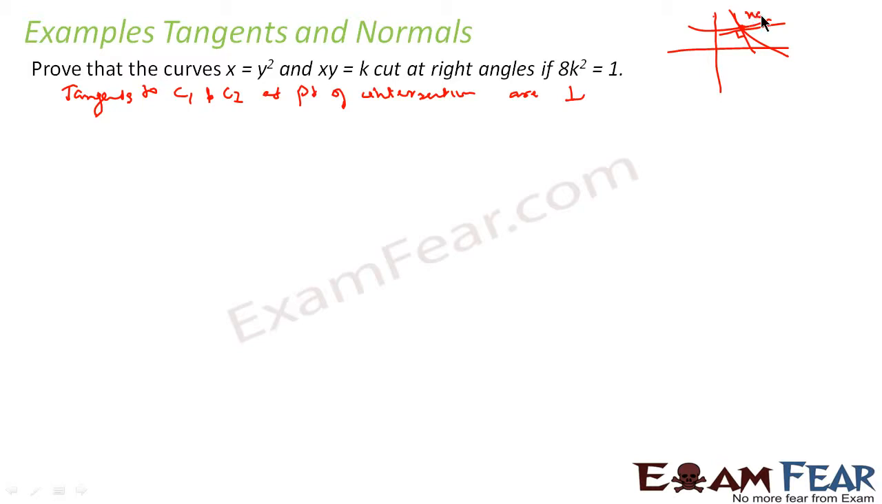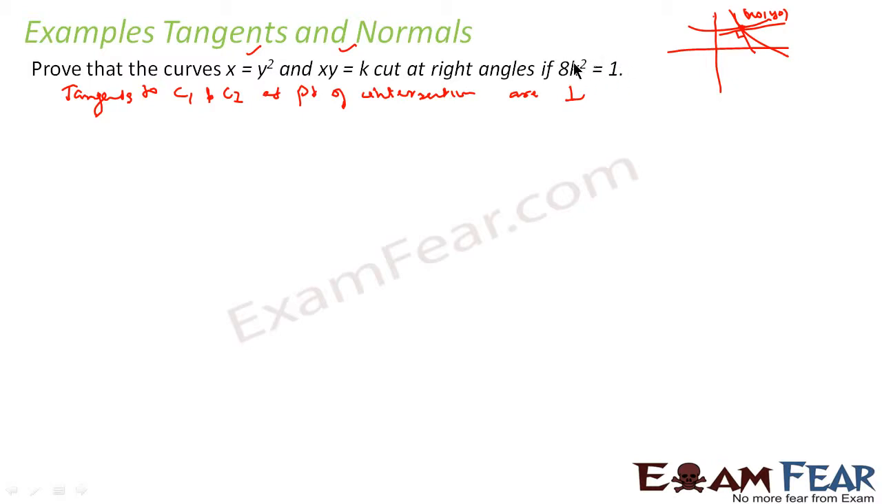Let's suppose that point is x0, y0. At that point, if you find the tangents, both the tangents, those two tangents are perpendicular. That is what the question says. So we have to prove that for this curve and this curve, the tangents at the point of intersection are perpendicular if 8k square is equal to 1.